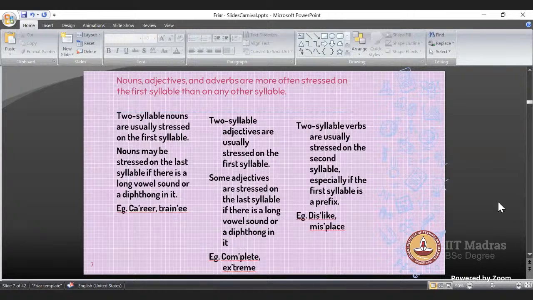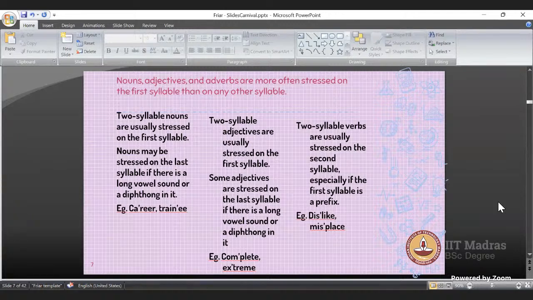Adjectives also take stress on the first syllable, but again, if the last syllable of the adjective has a longer vowel sound, then that particular syllable is going to get the stress. For example, the words complete and extreme. The second syllable has a long vowel, and hence the stress now falls on the last one, on -plete and -treme.